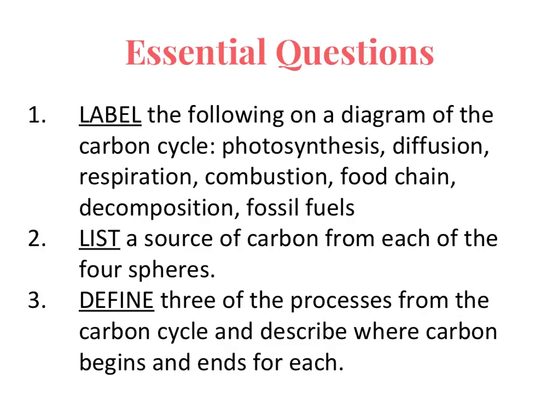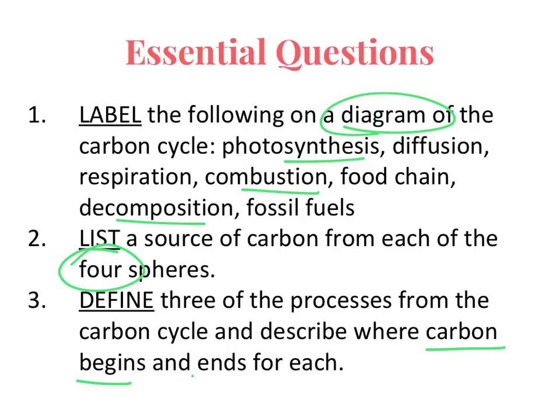We want to be able to label those vocab words on a picture or diagram of the carbon cycle, such as photosynthesis, combustion, decomposition. And we want to make sure we can list an example of each sphere that carbon is in. And along with those key vocab words, we want to be able to know where the carbon begins and where it ends. So how is it going from one sphere or one item to the next in each vocab term?